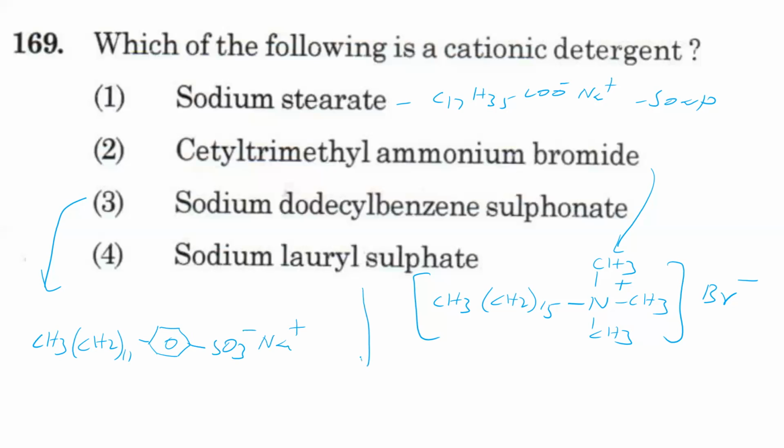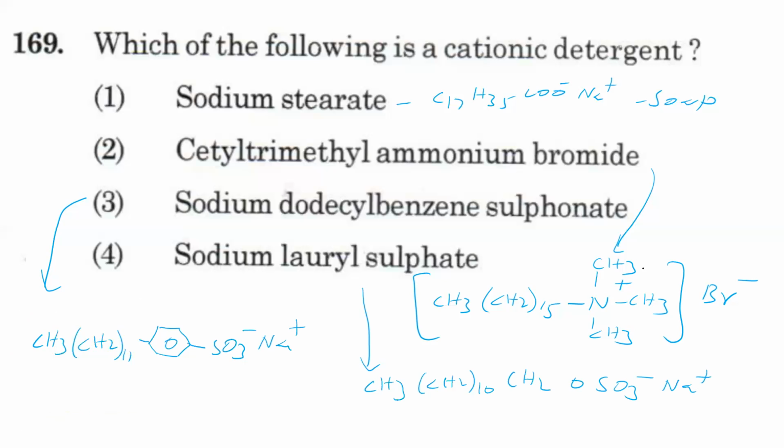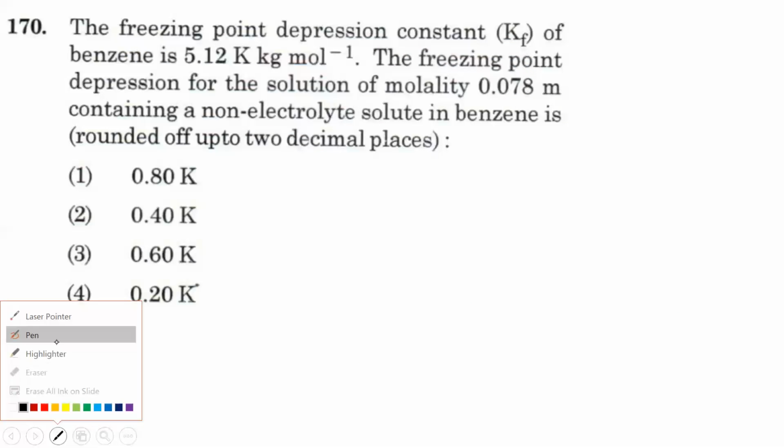Then the fourth option is lauryl sulfate. The lauryl sulfate formula is CH3, CH2 10 times, CH2, then OSO3 minus Na plus. It is sodium lauryl sulfate. Here SO3 minus and OSO3 minus, therefore they are anionic detergents. Here the positive charge makes it a cationic detergent. They are asking about the cationic detergent, so the cationic detergent is cetyl trimethyl ammonium bromide. We will go to the next question.